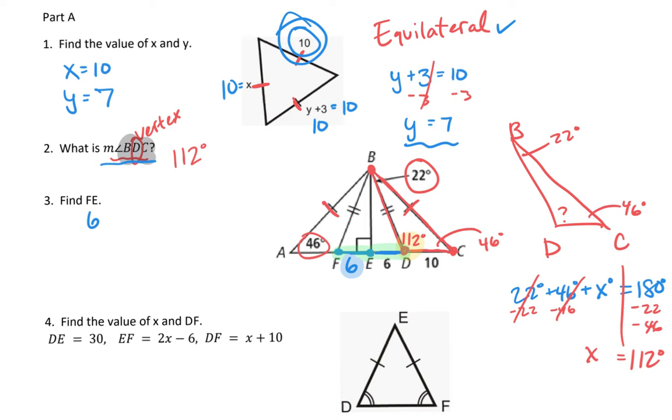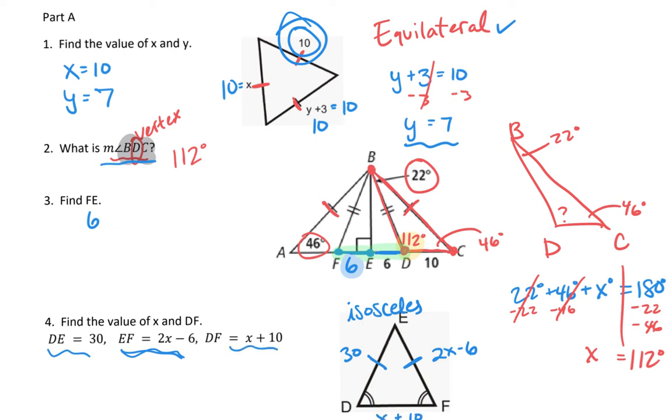All right. Moving on. Number 4, find the value of X and the length of DF. Well, this is an isosceles triangle, and it has 2 congruent sides. Okay, so over here it says that DE is 30. It says that EF is 2x minus 6. Sorry, dudes, I can't count. EF is 2x minus 6, and DF is x plus 10.